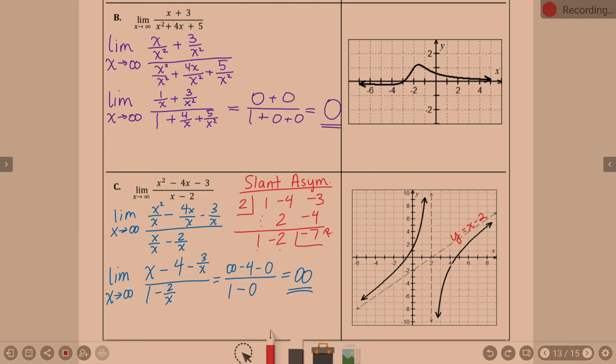That's pure coincidence. So the answer would still be infinity, though, right? Yes. But I'm just saying that that's a way you can find your slant asymptote. Not that that's something you have to do very much, but it comes up on the AP.